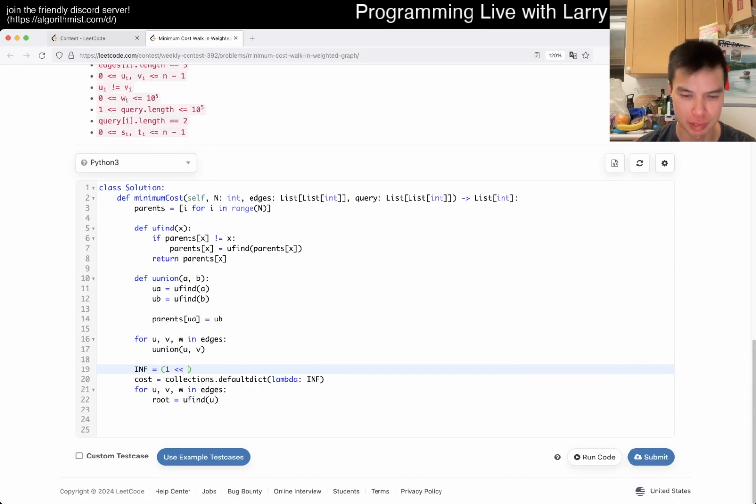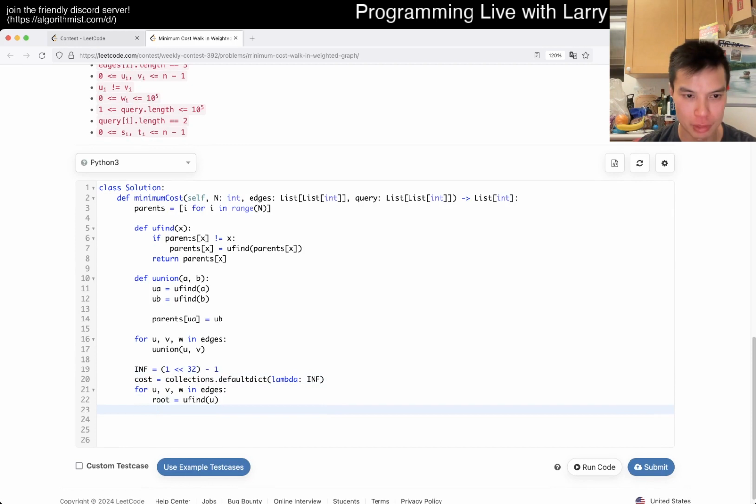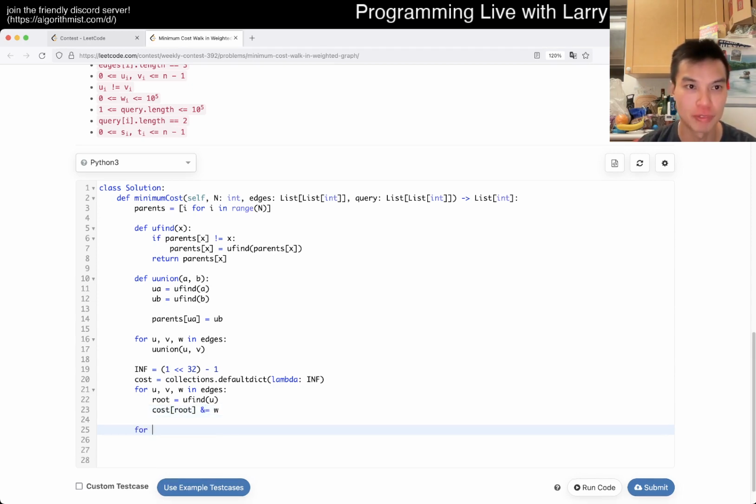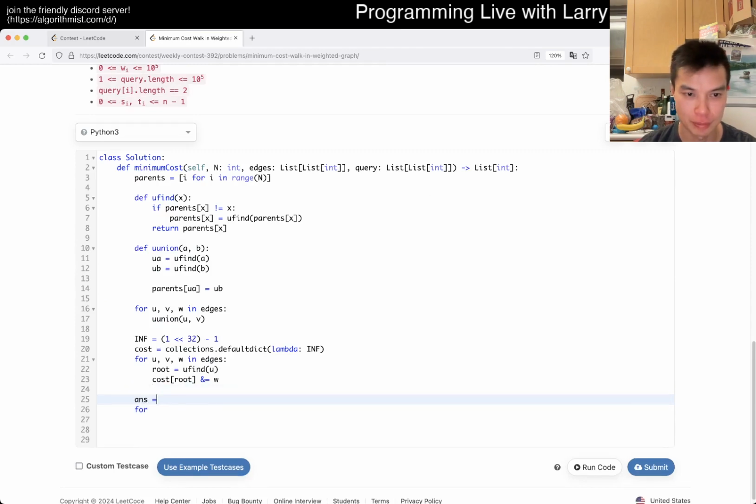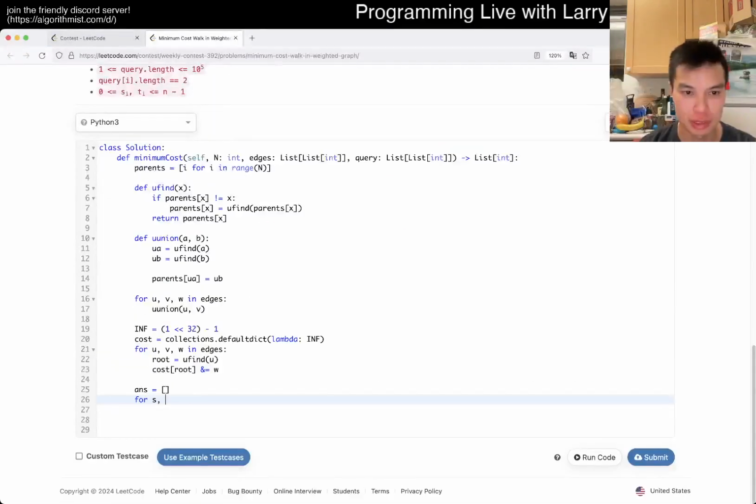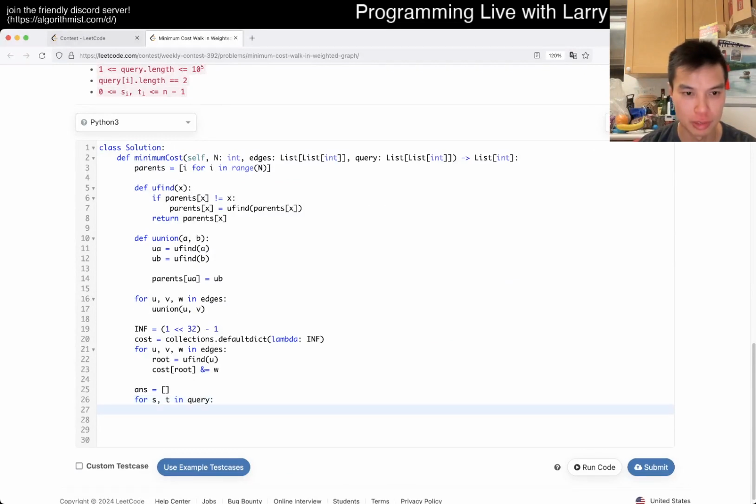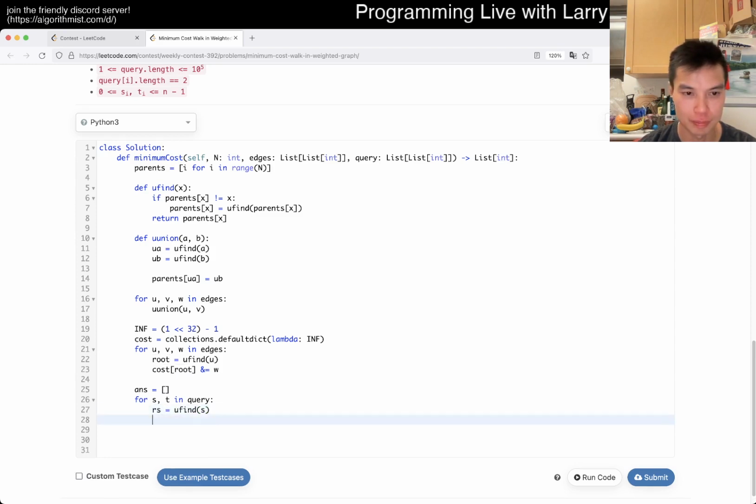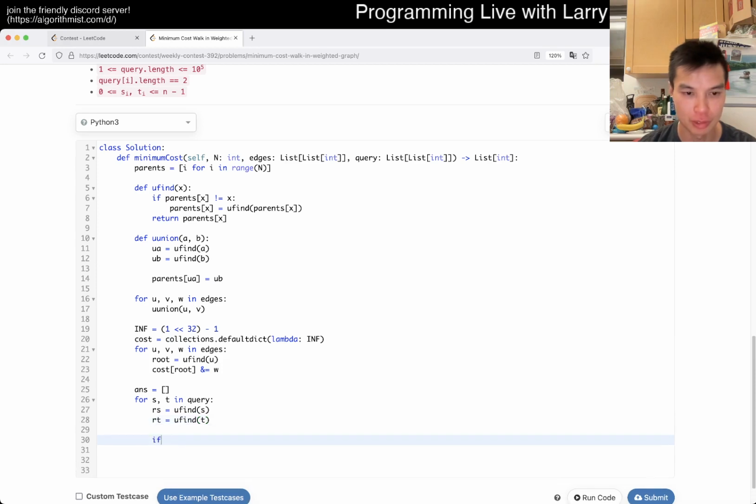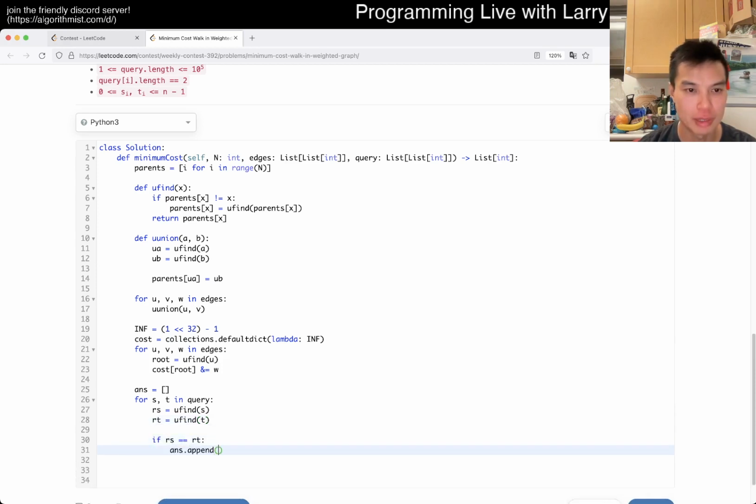Into the fifth, what is that? I don't know what that is. So I'm just gonna do this. Okay. All right. And then okay. All right. Okay. For S, T in query, we want root equal to find of S. If that is equal to the root of T, then answer dot append cost of RS, else -1.